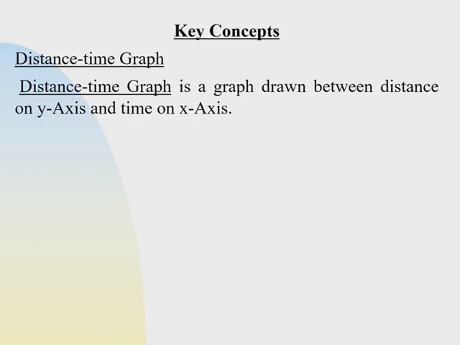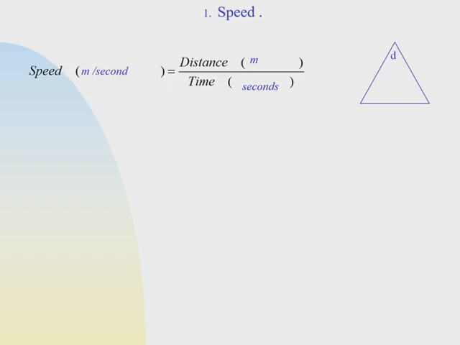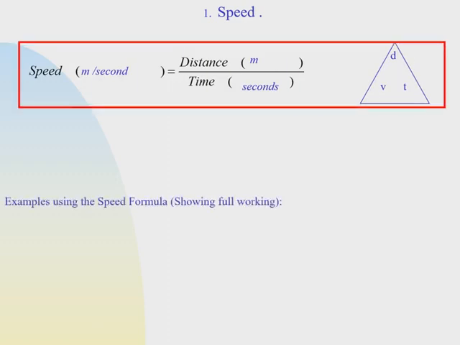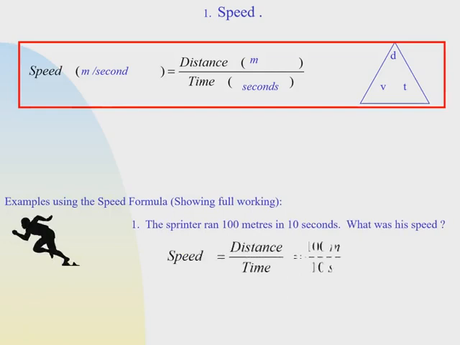Another example, speed time graph. That means speed on the y-axis, time on the x-axis. Speed equals distance by time. Speed is in meter per second, distance in meter, time in second. Look at the picture. Distance 100 meter, time 10 seconds. So speed is 100 meter divided by 10 seconds, equal to 10 meter per second.